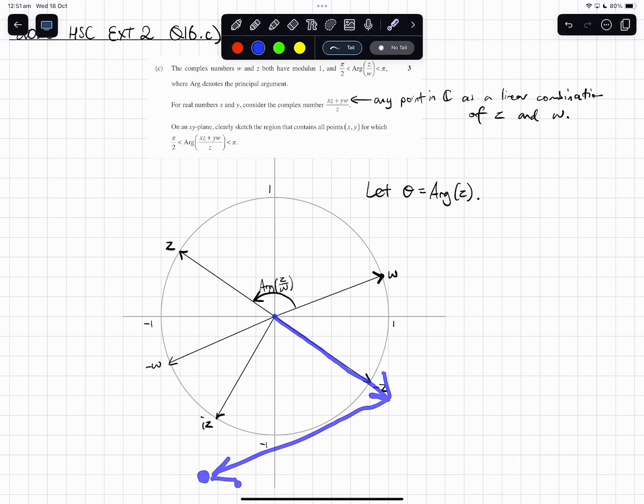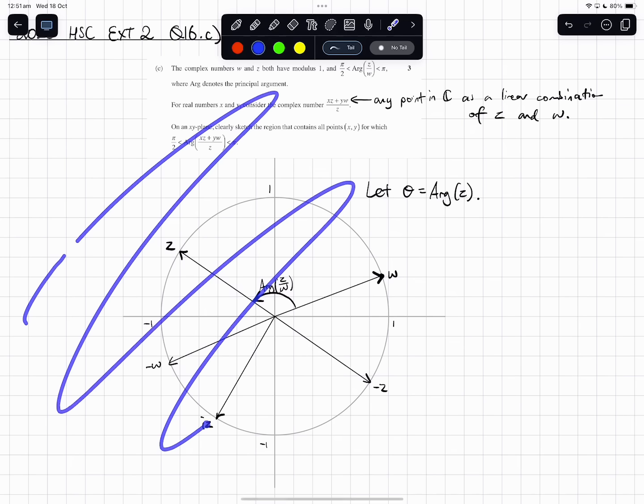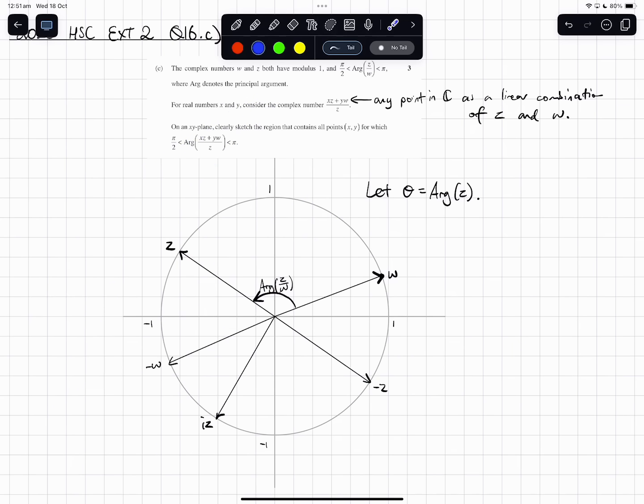At university they'll call these vectors basis vectors because they're not parallel, or the proper term is linearly independent, and they also span the entire complex plane, the entire space. Let's do another example. Let's say at this point here, how do you get to that point? Well, you just take this much z and then this much w to get there. Point being, it is any point in C.